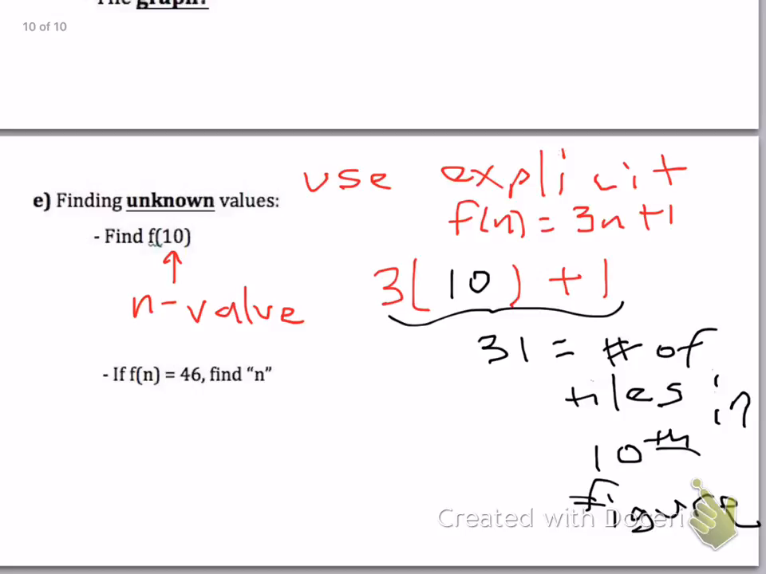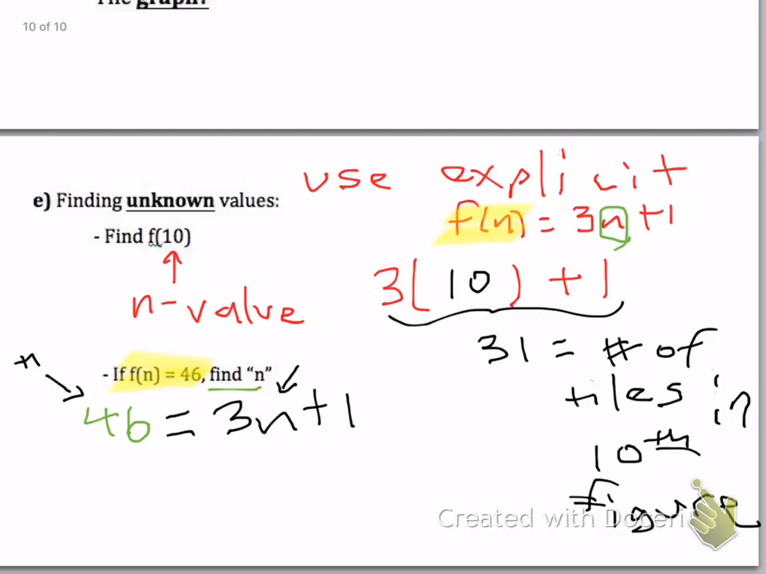Okay, so now the next one is a little bit different. Notice it's even worded differently. So this says to find n. So what we don't know is this n right here. What we do know is that f of n equals 46. That's this. So I'm going to plug in my 46 over here, and then I have equals my 3n plus 1. So this is basically saying which figure number has 46 tiles.